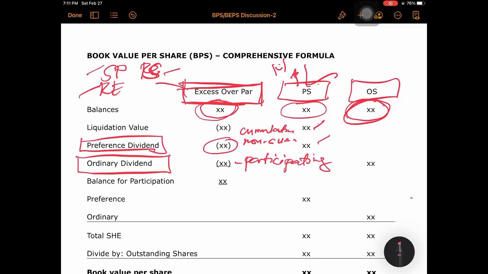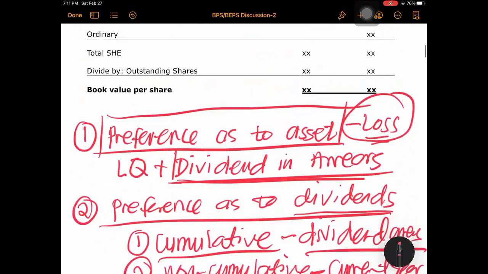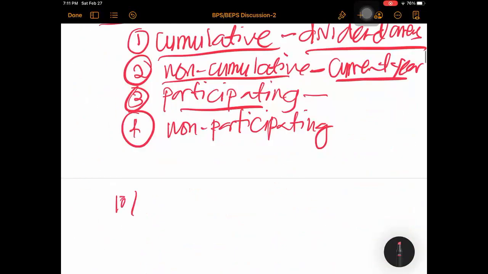So what is the amount if your preference share is participating? Can you have three preference shares with different percentages? Yes, you can. Let's say three preference shares: 10%, 12%, 14% preference share.